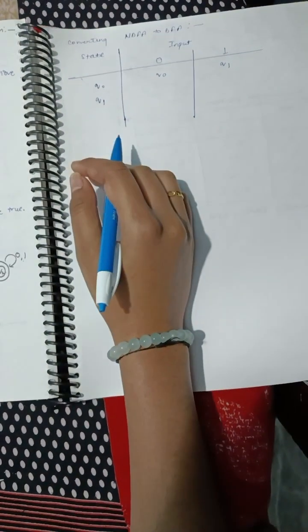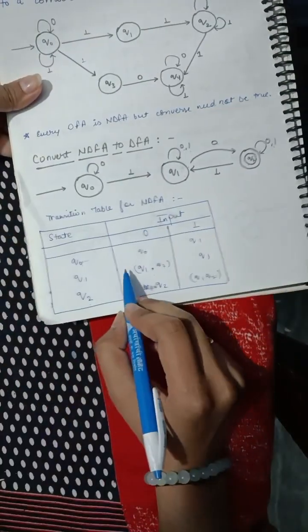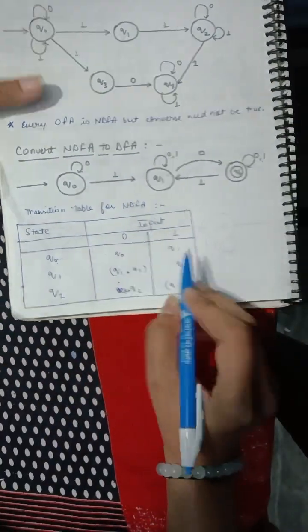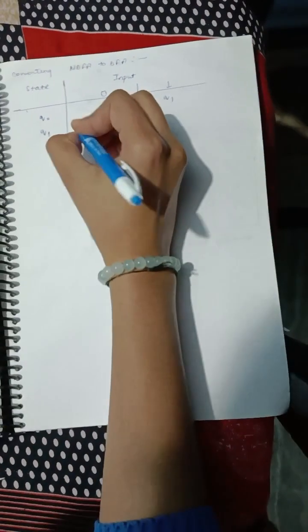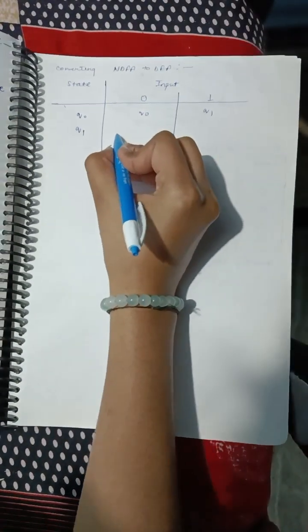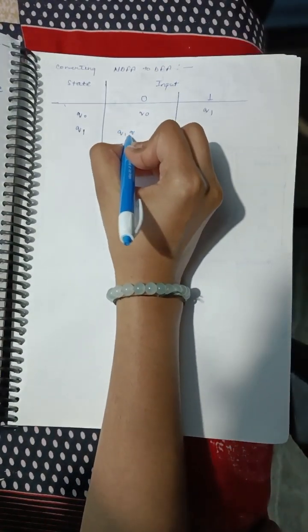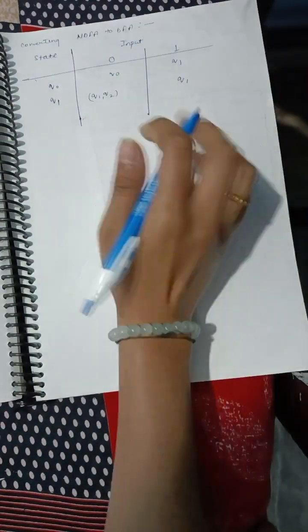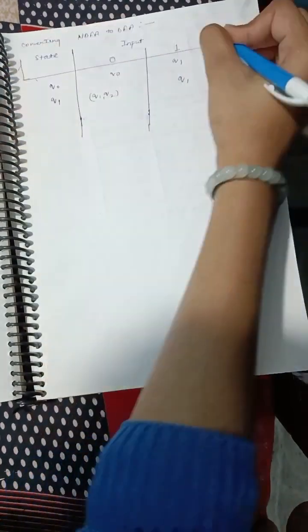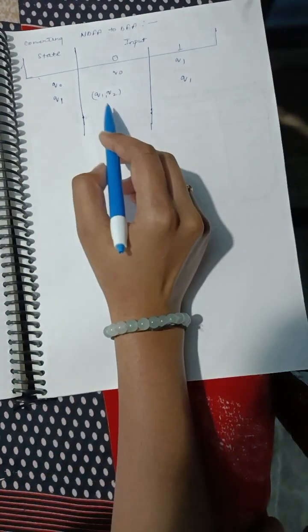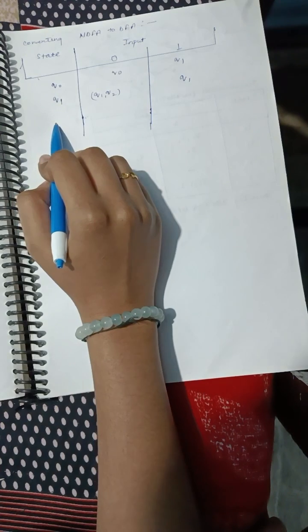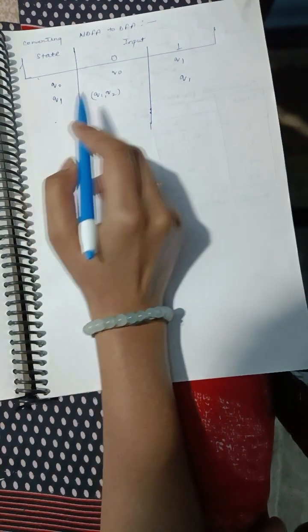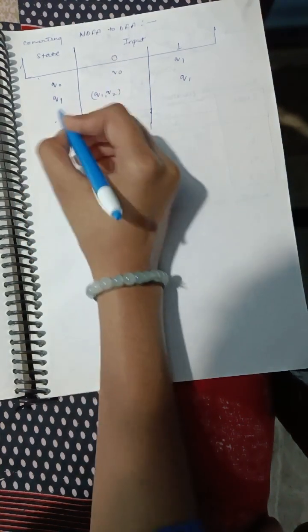At Q1, the values in the table are Q1 comma Q2 and Q1. That is, Q1 comma Q2 at 0, and Q1 at 1. Now what is the difference in this table? Here the next state will not be Q2, it will be Q1 comma Q2.